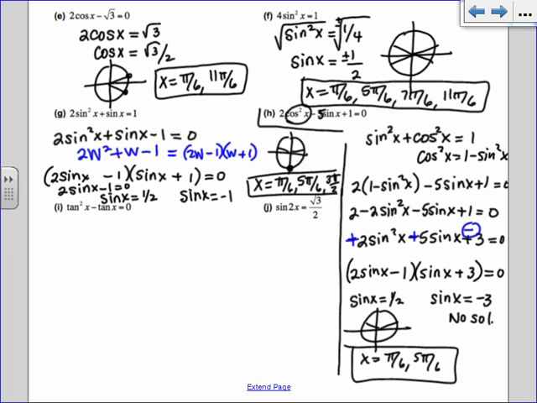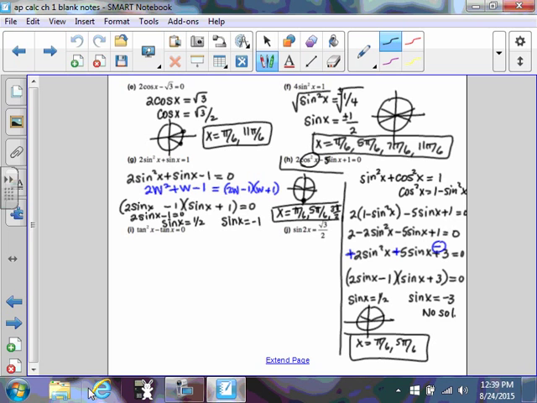We're going to pull out the tangent x. So go ahead and do that. You're going to have tangent of x on the outside, and then you're going to have tangent x minus 1 on the inside.